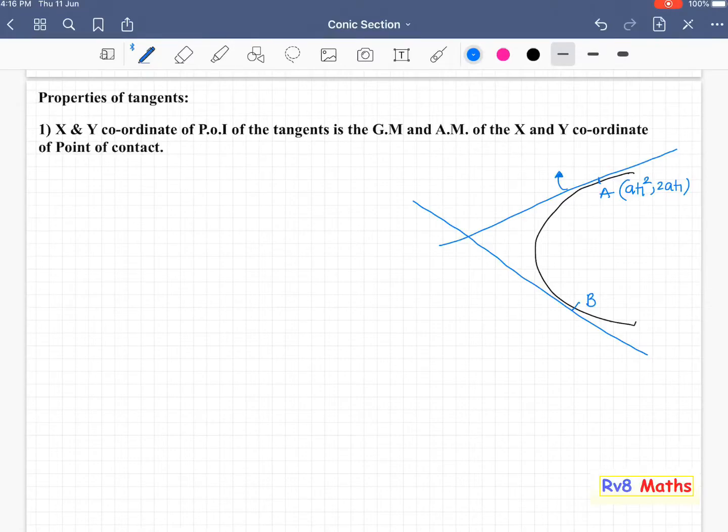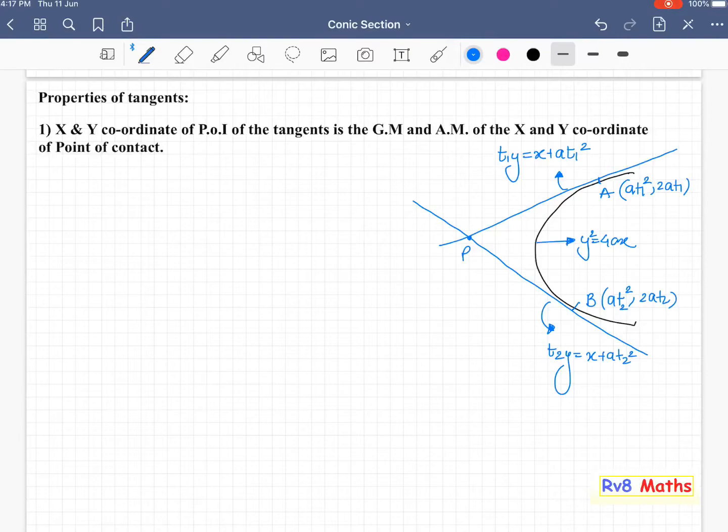So this tangent will be what? t1y is equal to x plus at1 square, right? And similarly, if this point is at2 square comma 2at2, this tangent will be t2y is equal to x plus at2 square. Obviously the parabola we are considering is y square equal to 4ax.